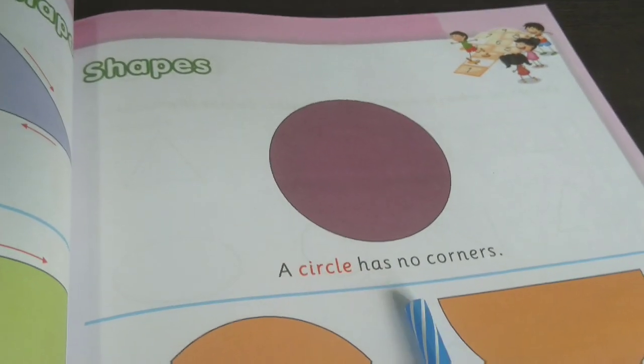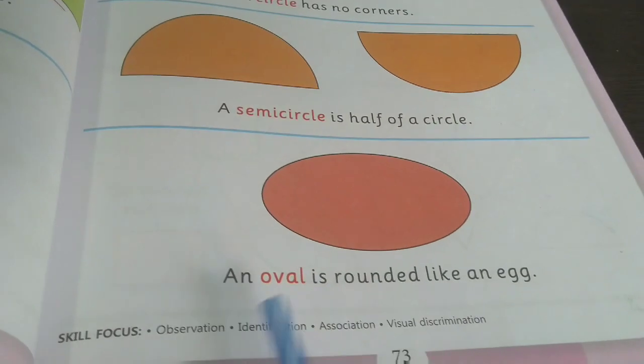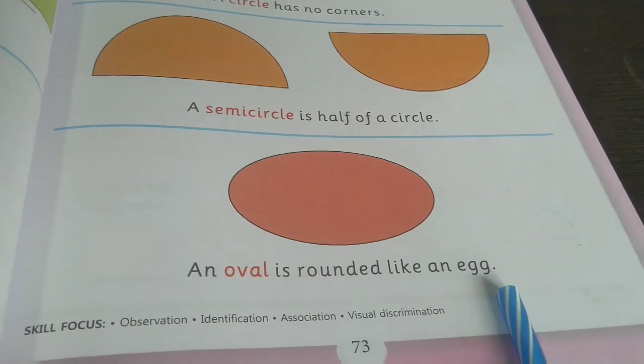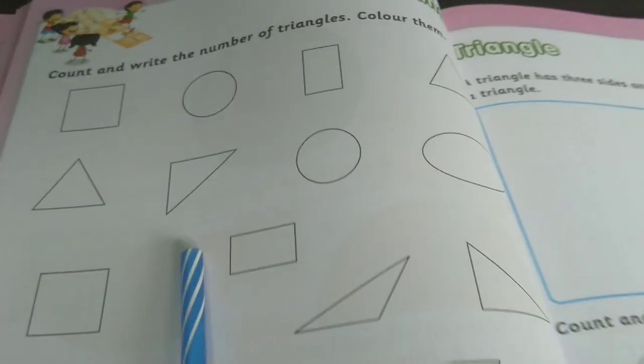Shapes. A circle has no corners. A semicircle is half of a circle. An oval is rounded like an egg. Count and write the number of triangles. Color them.